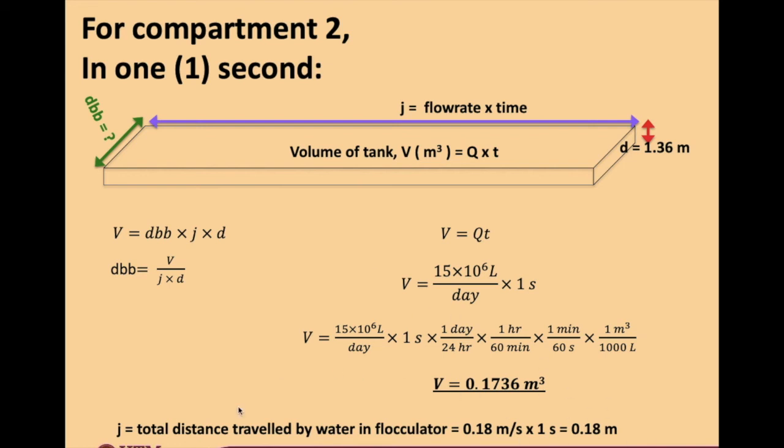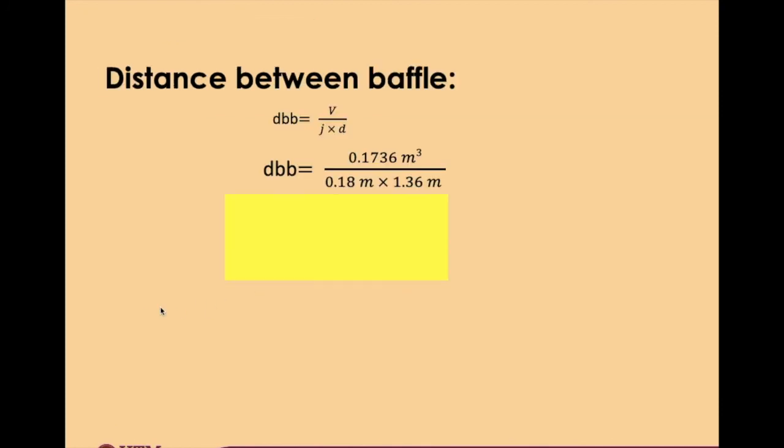Right, so we have already got our J. So as usual, we are trying to find out our dBb. So dBb is that volume, the same volume that we have calculated. The first one was 0.24, now you just change to 0.18. If you want, make an indication that this is for the second compartment in your notes, in your book. So you will get your dBb to be 0.71 meters. Therefore, the distance between baffles in compartment 2 is 0.71 meter.